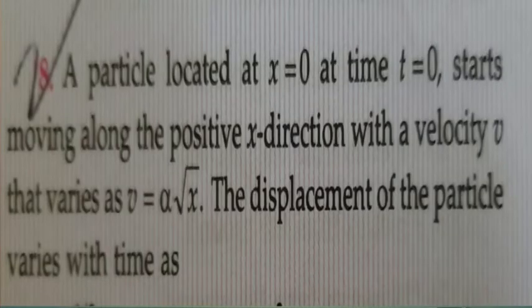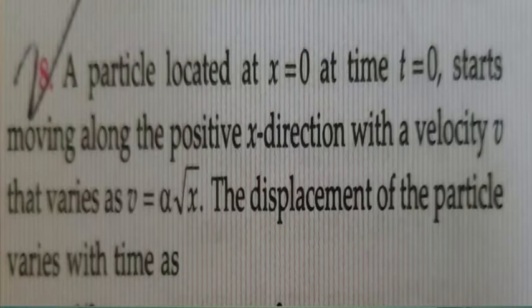So the next question. A particle located at x equal to 0 at time t equal to 0 starts moving along the positive x direction with a velocity v that varies as v is equal to alpha root x. Find the displacement of the particle with time.